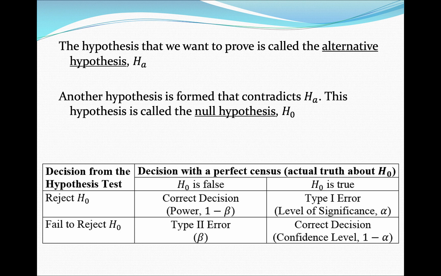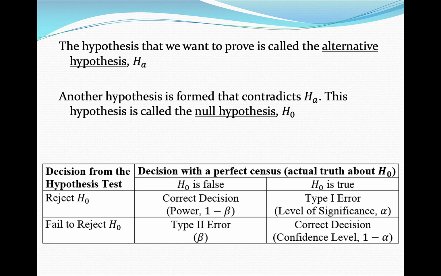The other part of this table is that last column where H0 is actually true. If H0 is true and you reject it, of course that is an error. You don't want to reject something that is true. So that first cell is your other type of error. That is a type 1 error. A type 1 error is known as your alpha. It's also called the level of significance.